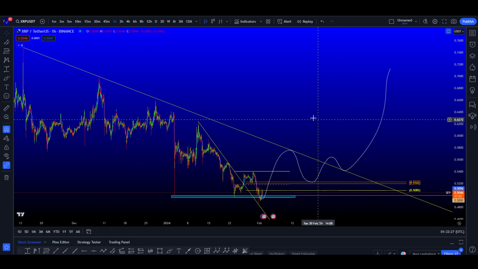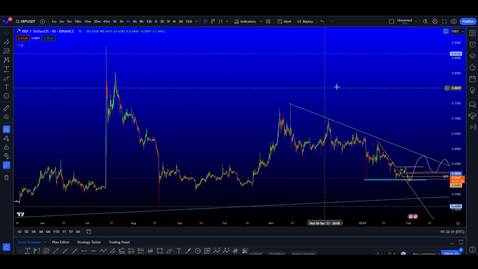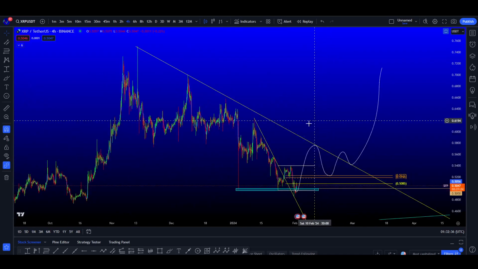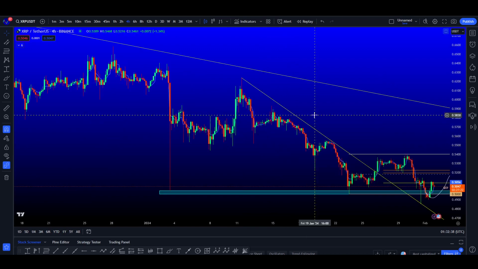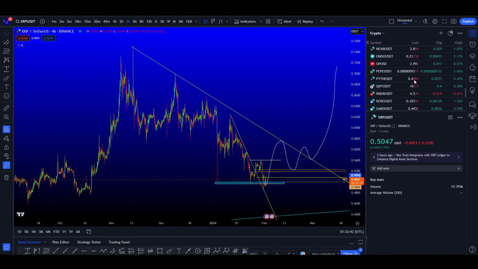All right, before continuing higher. So that's pretty much the price action I'm expecting from XRP. And that's pretty much it for the stream. Very quick today. Just wanted to also show you my BNB entry.